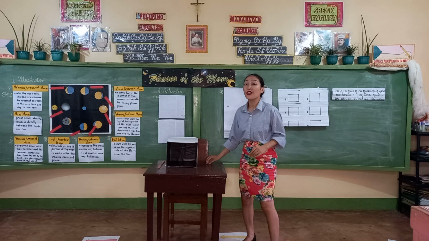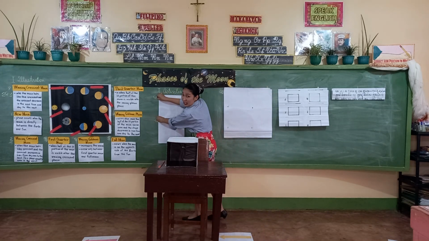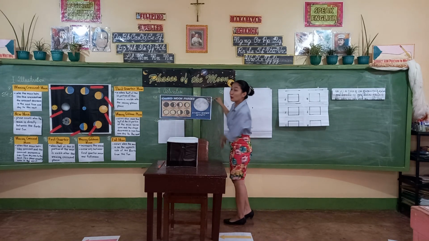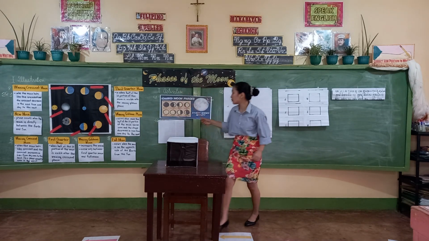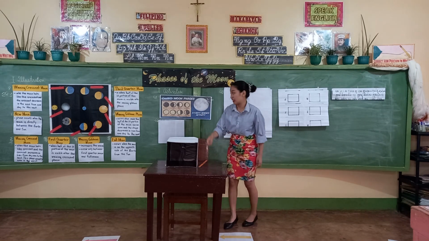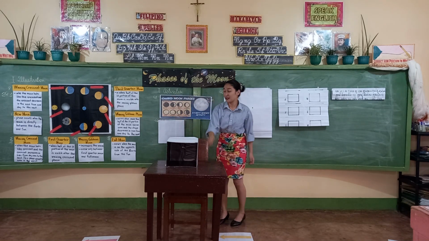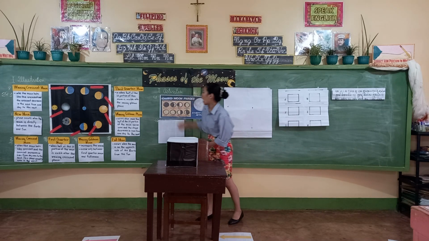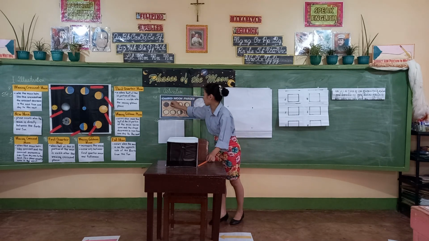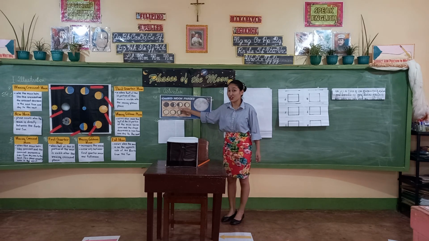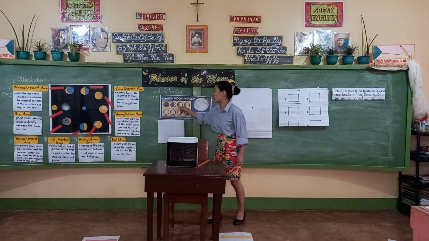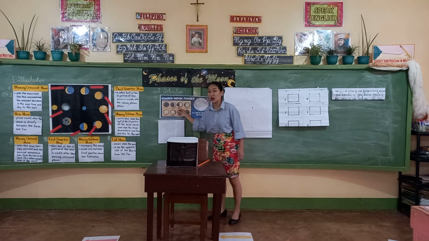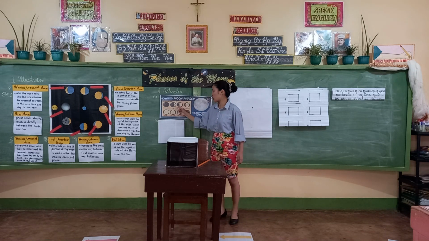Let's have first the group 1. The group 1's activity is called the Oreo moon phases. Alright, Oreo moon phases. Let's check it. Is this correct? Very good. How about the next one? That's right. How about this one? Are you sure? Very good. So this is the first quarter moon. This should be first quarter moon. They named it third quarter moon. It should be first quarter moon.